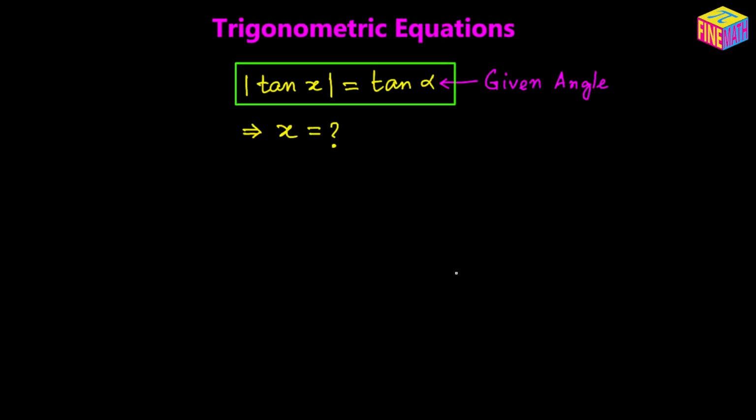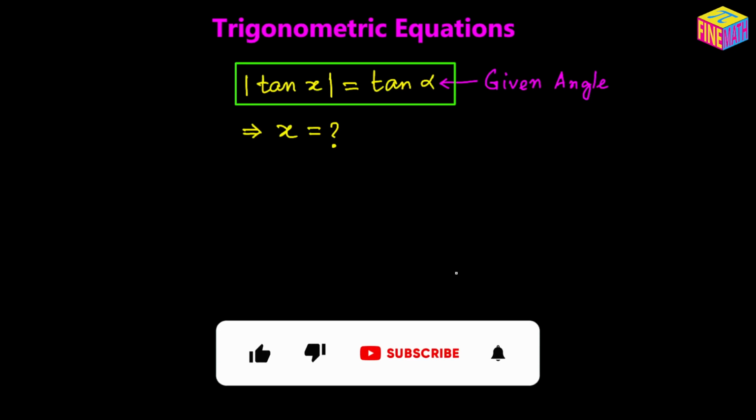Hi everyone. In this video we are going to discuss how to solve a trigonometric equation like the absolute value of tangent of x equals tangent of alpha, where alpha is a given angle, of course. For this type of trigonometric equation we have to find the solution, meaning we have to find the value of x that would satisfy the equation.